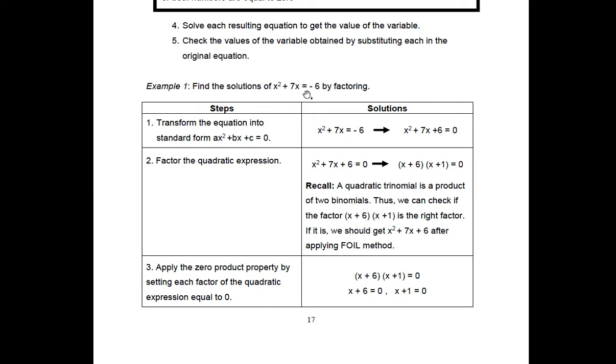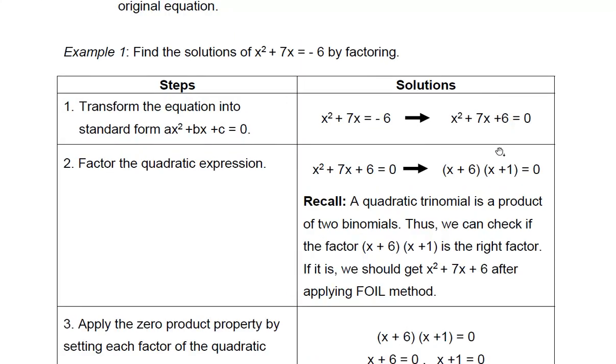This is not in standard form because the value of c is on the right side. So we need to make this number part of the left side. Using the additive property of equality, it is simpler to just transpose it. So negative 6 transposed to the other side becomes positive 6 equals 0. Then factor the quadratic equation.